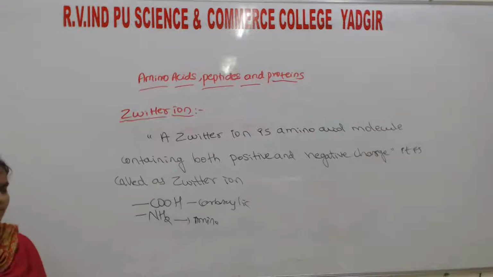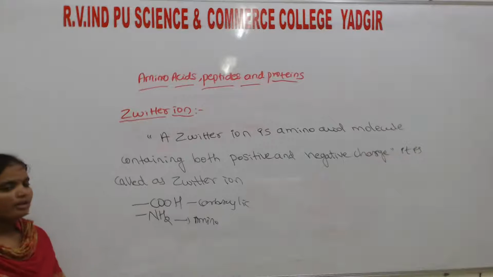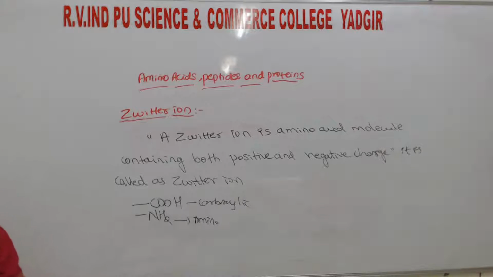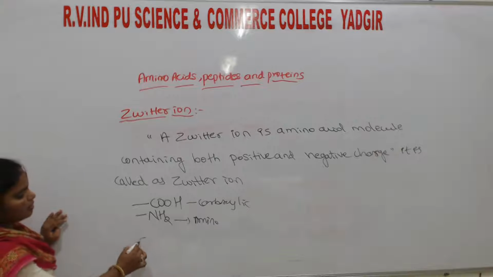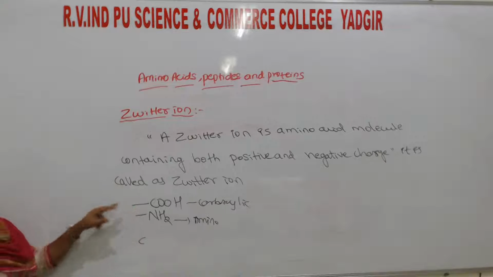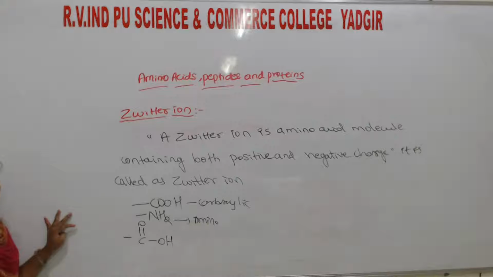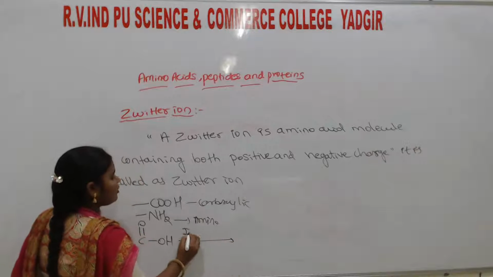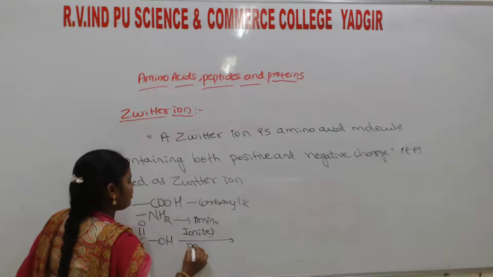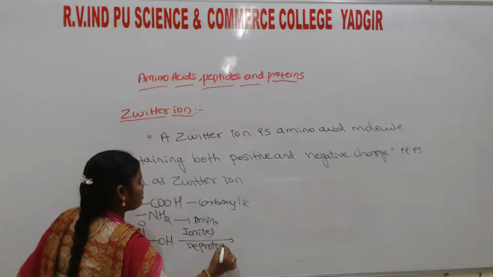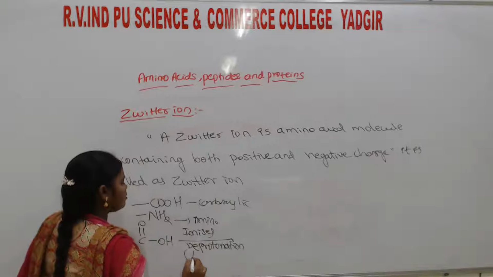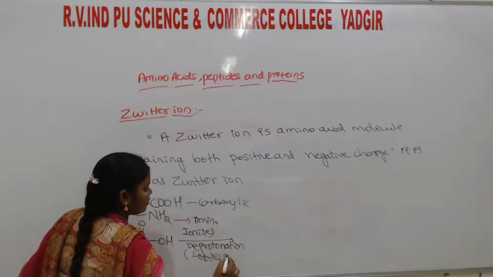It is electrically neutral because of the presence of both the acidic and basic groups. Here is the carboxyl group: carbon double bonded to O, and OH. When it ionizes, deprotonation takes place, or it loses a proton.